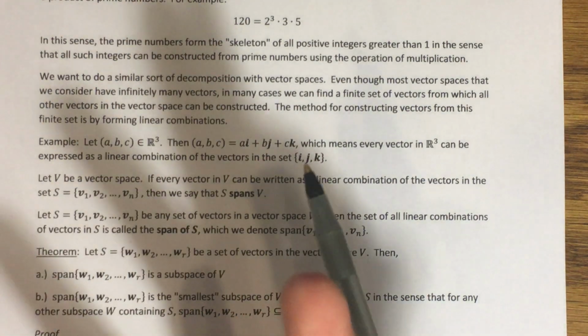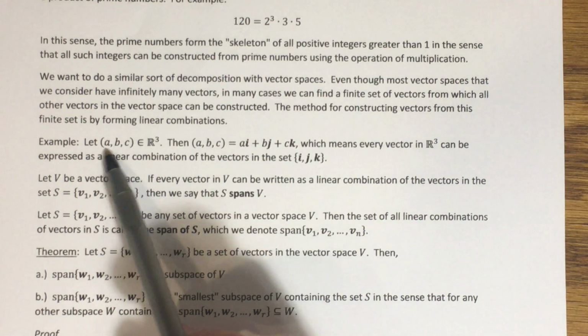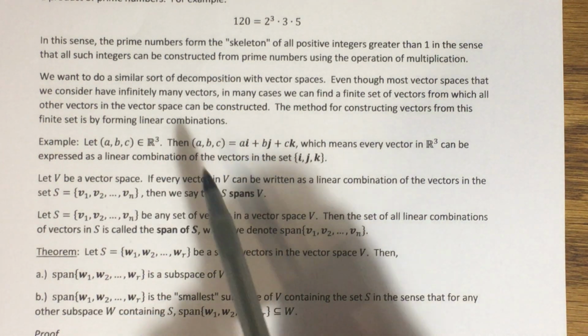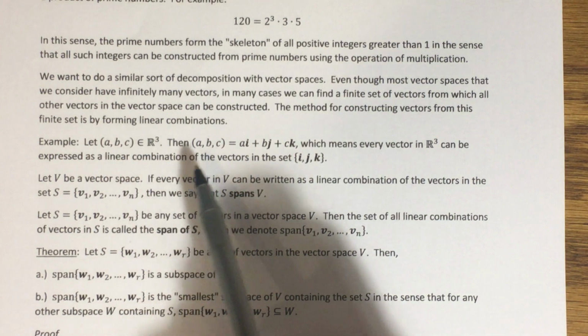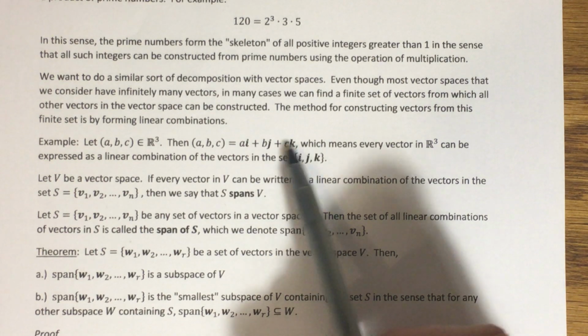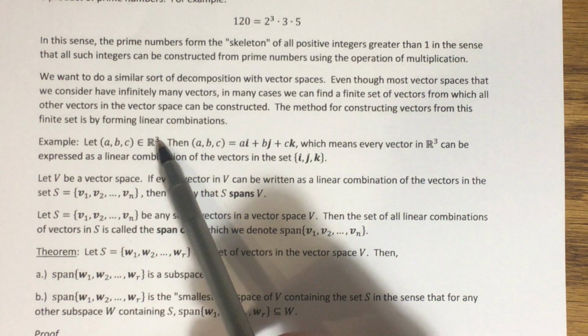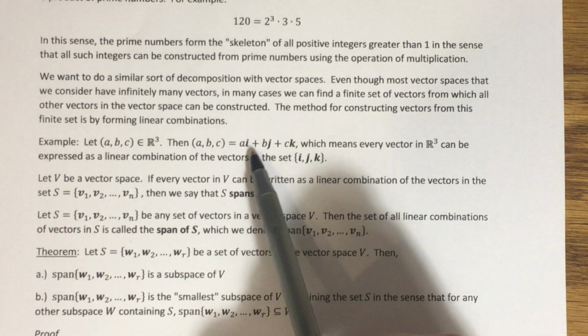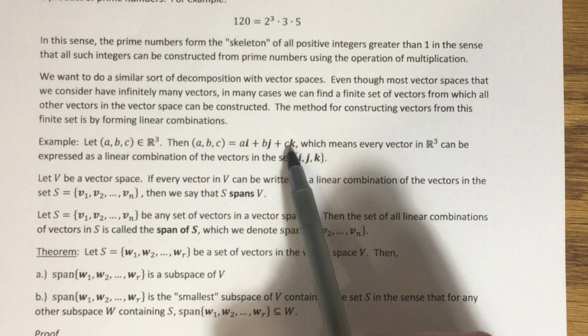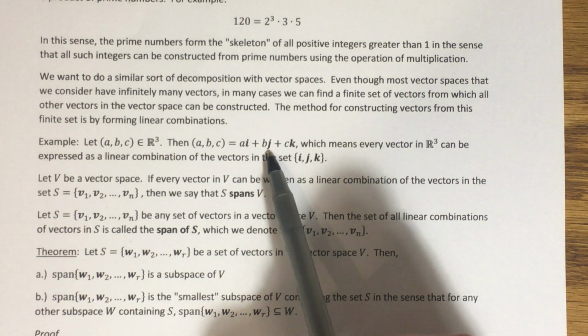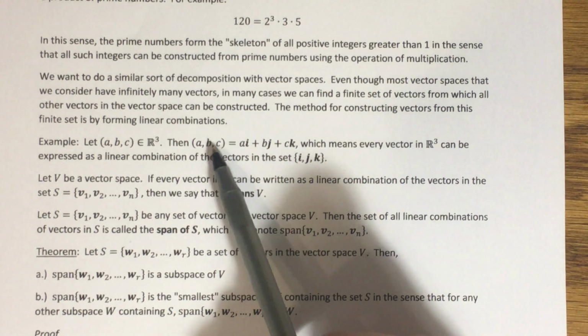R3, we know, has an infinite number of vectors in it. They look like the set of all ordered triples of real numbers. But we've shown that, taking those things that we call the standard basis vectors, i, j, and k, any vector in R3 can be represented as a linear combination of those three vectors. ai plus bj plus ck is equal to the vector (a, b, c).